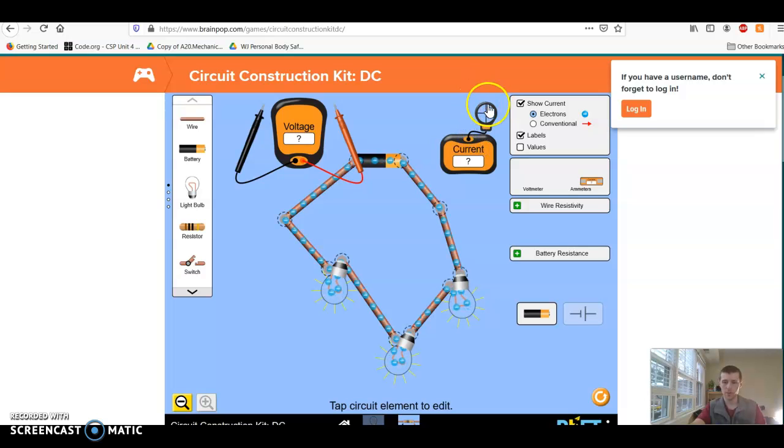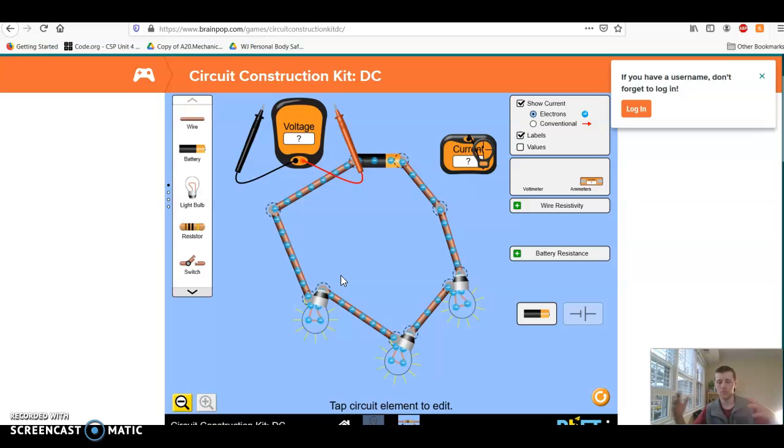One important takeaway about this circuit is if we measure the current, notice the current is exactly the same anywhere you look. And the reason for that is, look at these electrons. They're all moving at the same rate. Think of this like a pipe. If you change some spot in the pipe, the whole pipe slows down at the same rate. So a similar thing happens here.